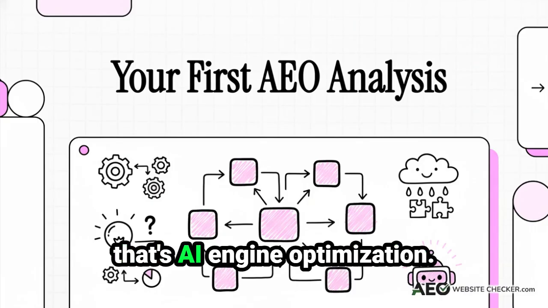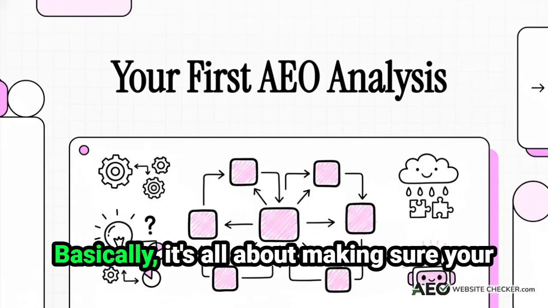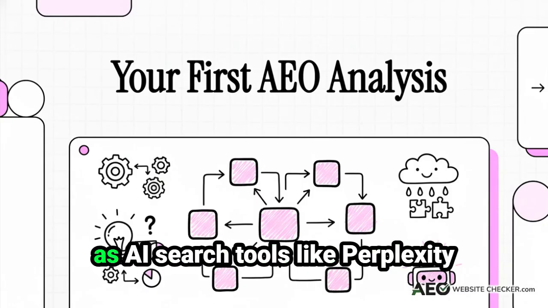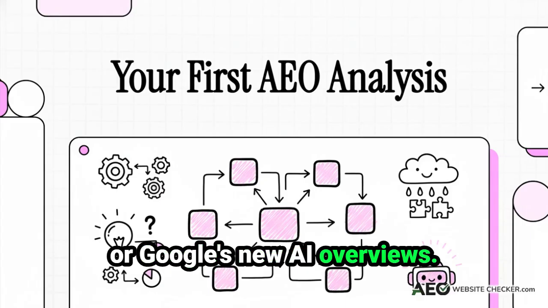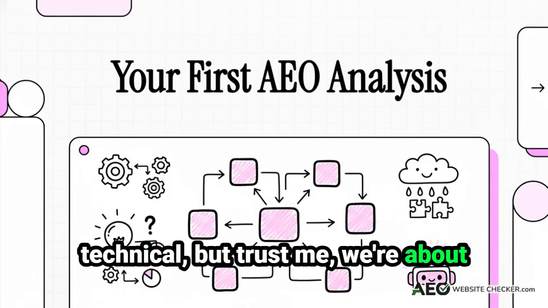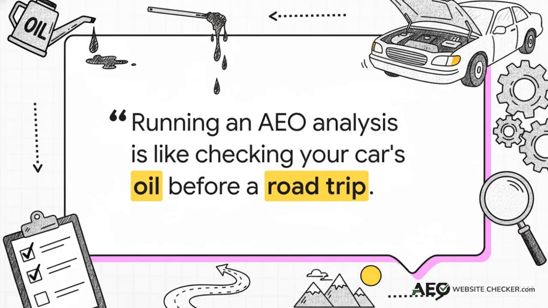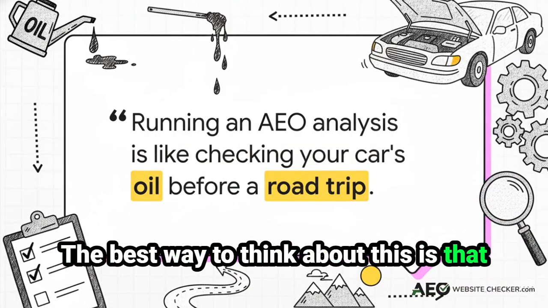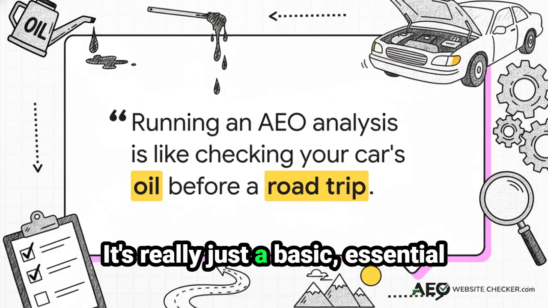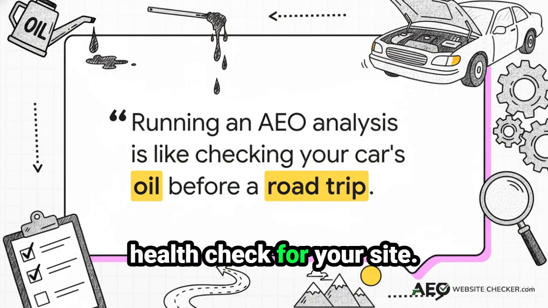That's AI engine optimization. Basically, it's all about making sure your website speaks the same language as AI search tools like Perplexity or Google's new AI overviews. Now, I know it sounds super technical, but trust me, we're about to make this incredibly simple. The best way to think about this is that it's not some crazy complicated audit. It's really just a basic, essential health check for your site.